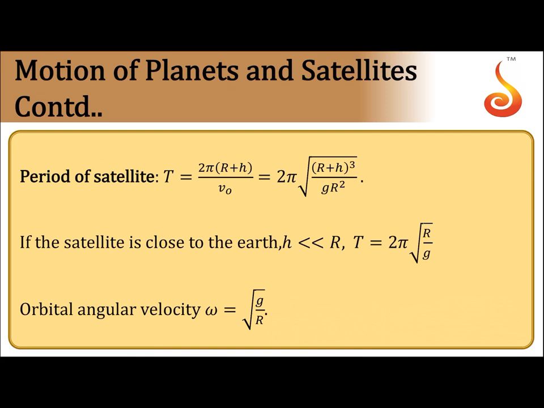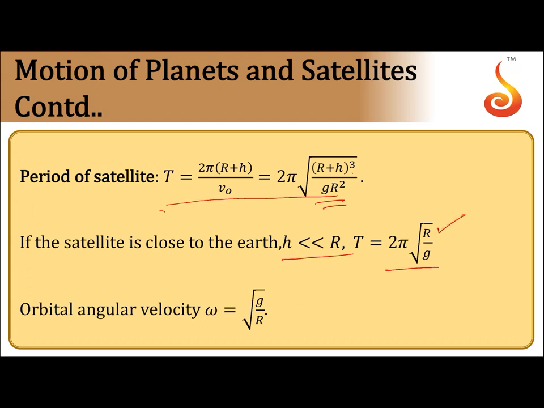The period of a satellite around the earth is given by 2π(R + h)/v₀, where v₀ is the orbital velocity. So it reduces to 2π times the root of (R + h)³/(gR²). See, in this step, if you square both sides, T² is proportional to (R + h)³. That is Kepler's third law. If the satellite is close to the earth, then h is very much less than R, and it reduces to 2π root of R/g. This is similar to the time period of a simple pendulum of length R, where R is the radius of the earth.